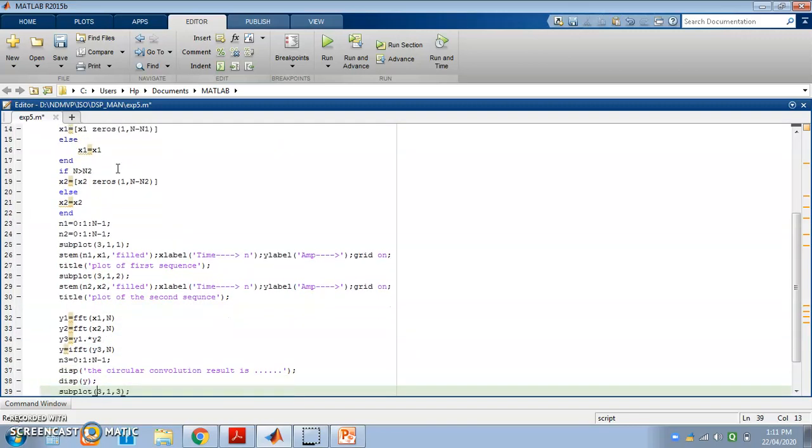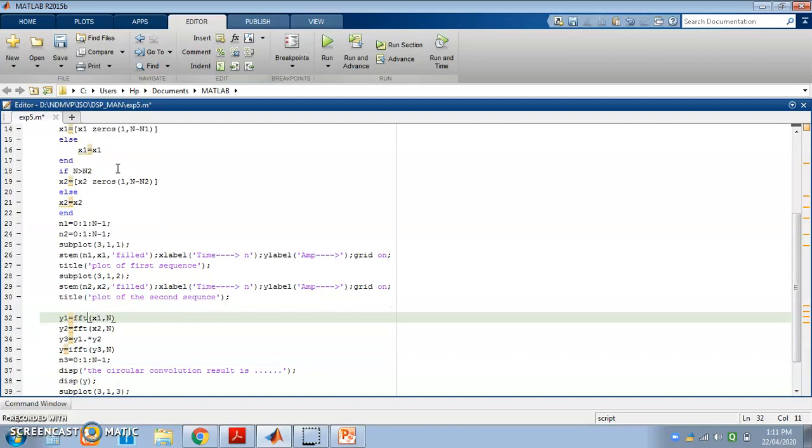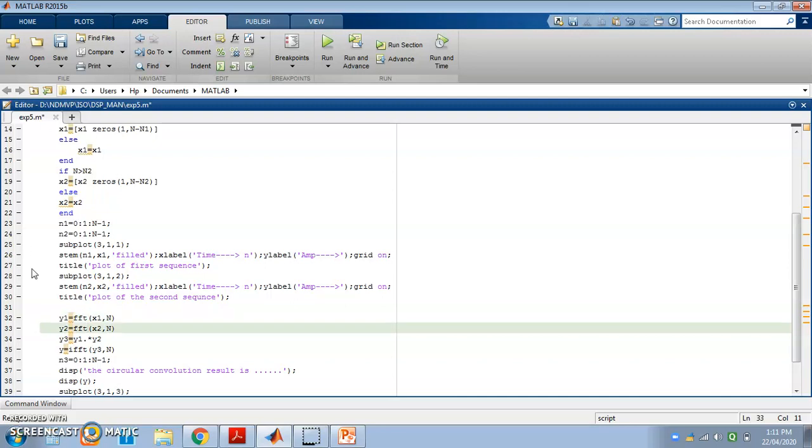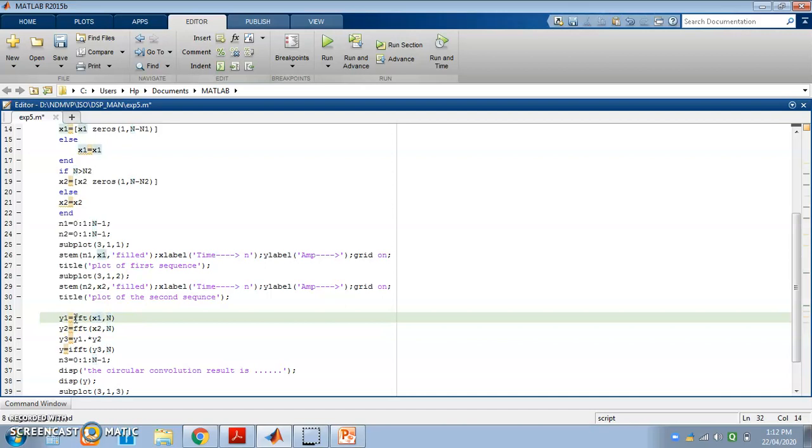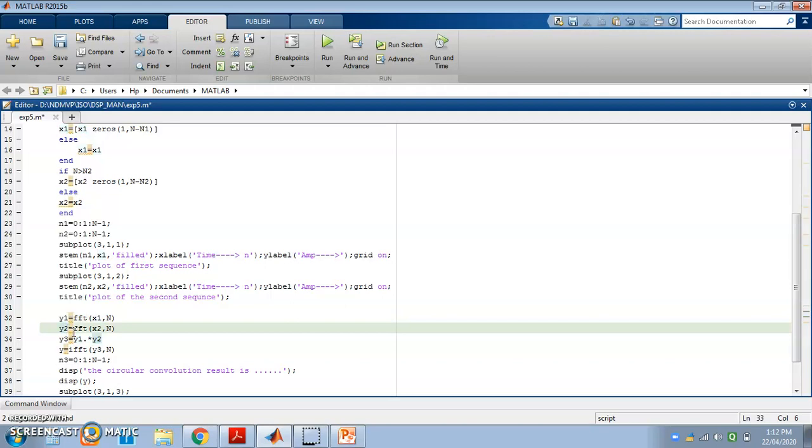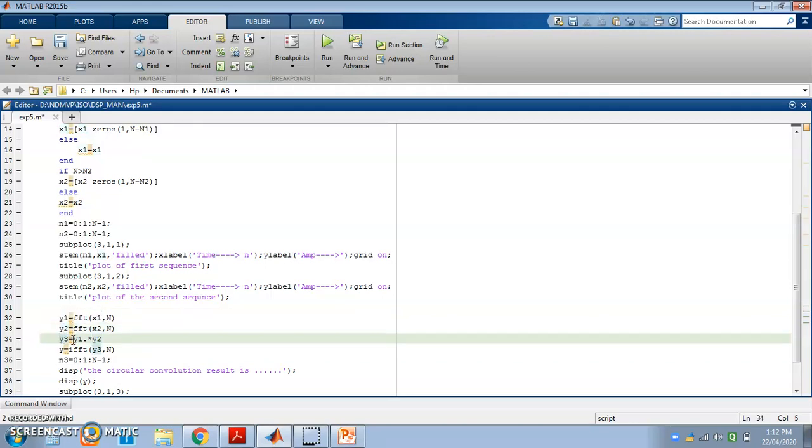Now the next task, as per our DFT IDFT method, is to calculate the N point DFT of the first sequence. For that there is a command: y1 is equal to FFT of x1 comma N. Similarly, y2 is equal to FFT of x2 comma N. Here capital N is common in both cases. So I have the DFT of the first sequence, y1, and the DFT of the second sequence, y2, and here I can call y3 the multiplication of y1 and y2.